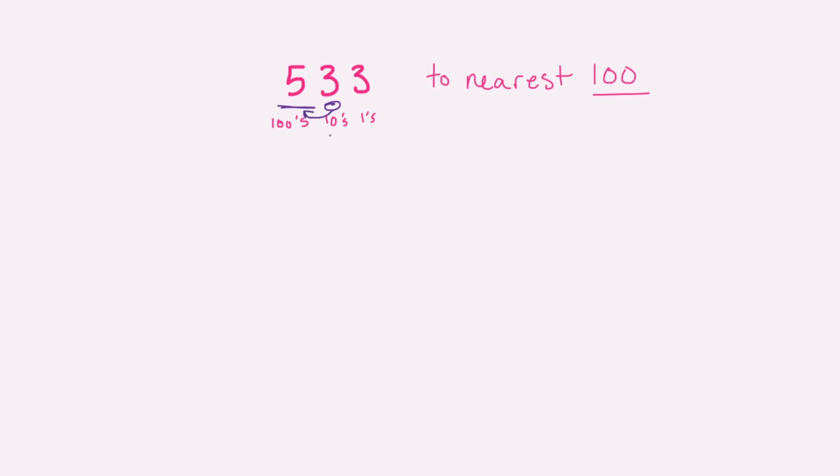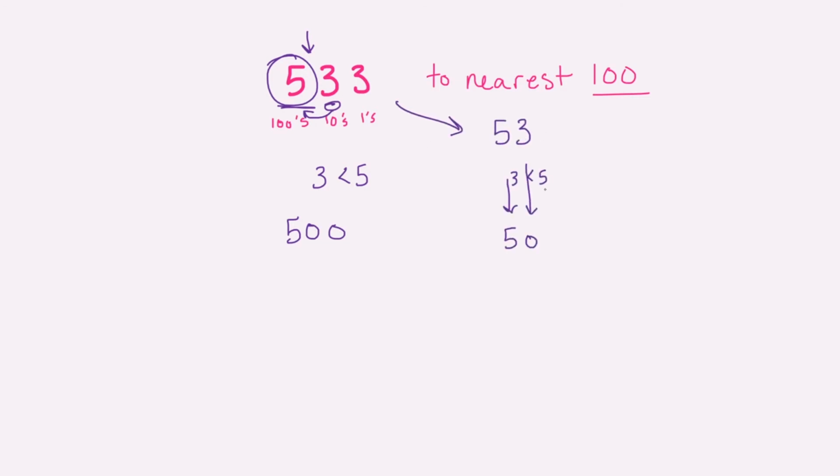So, in the tens place we have a 3. Is 3 more or less than 5? It's less than, so we can round our number down to say that 533 is closer to 500 than to 600. We can put this on a number line too, but it's basically just the same thing as rounding 53 to the nearest 10, except there's an extra 0.